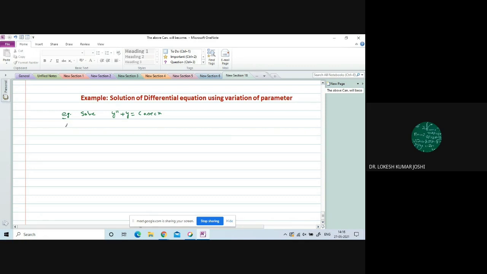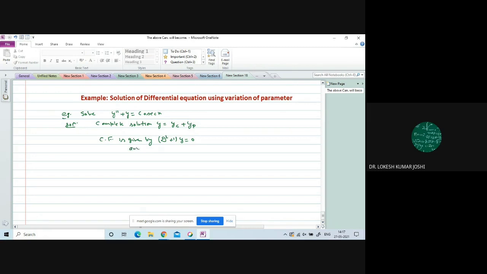At first, the complete solution will be y equals y complementary function plus y particular integral. And y complementary is given by CF, which is given by (D square plus 1) y equals 0. Okay, we just put the right hand side equal to 0.